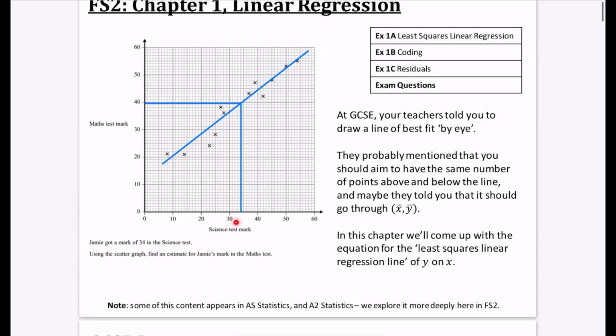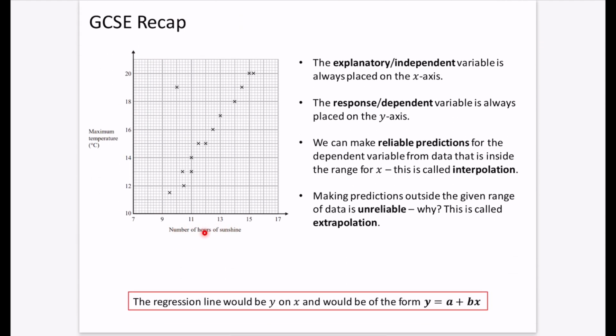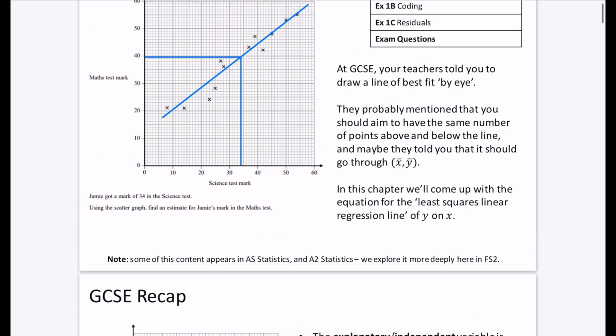And in this particular one, we were thinking that the science mark would explain what maths mark somebody had got. So we should always put the explanatory or independent variable on the x-axis and the response or dependent variable on the y-axis. Sometimes it would be more obvious which one should be which. I suppose in this case, we might have thought that the maths mark would explain the science mark.